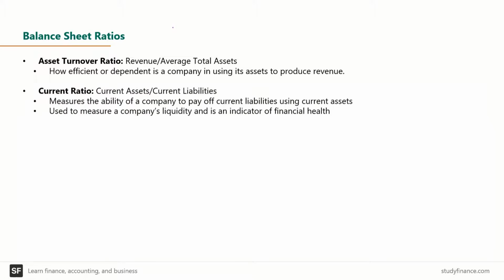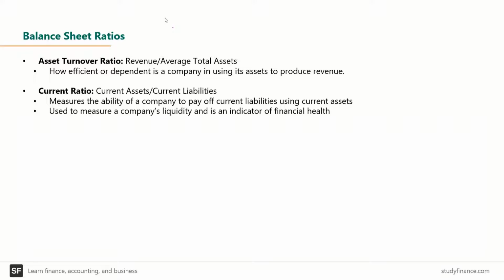The next ratio is current ratio, and it is current assets divided by current liabilities. It measures the ability of a company to pay off current liabilities using current assets and is used to measure a company's liquidity. It is also an indicator of financial health.